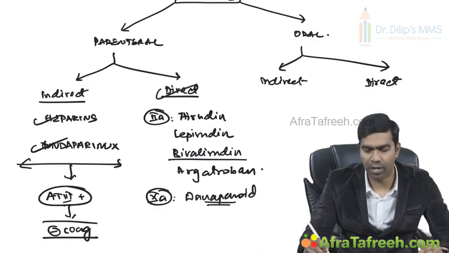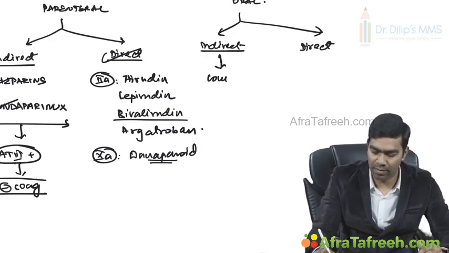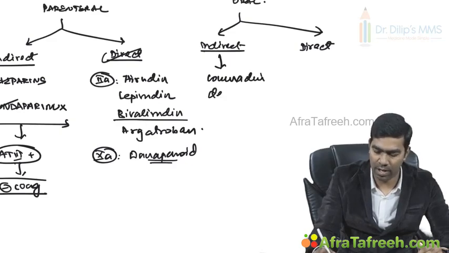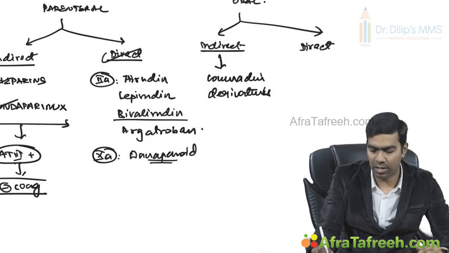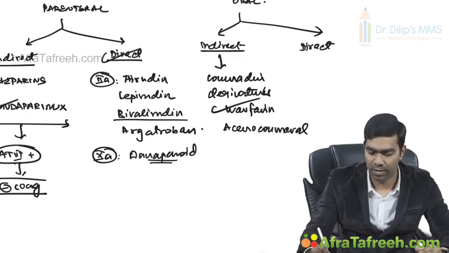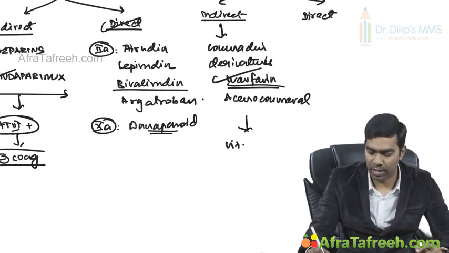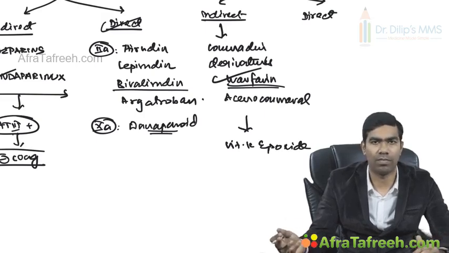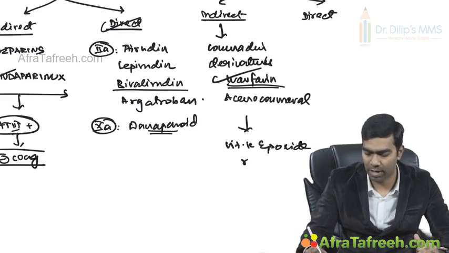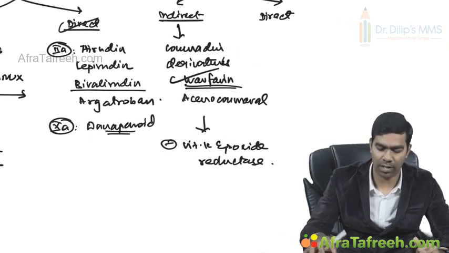They directly inhibit a particular clotting factor, so 2A or 10A. Among the indirect oral drugs, you have your coumarin derivatives. These are nothing but warfarin and acenocoumarol, and we are going to use warfarin only. Clear? How they act indirectly is through vitamin K epoxide reductase inhibition, which means it's not directly inhibiting the clotting factor. It prevents the formation of carboxylated clotting factors in the liver, by inhibiting vitamin K epoxide reductase. So it's an indirect mechanism, not direct.